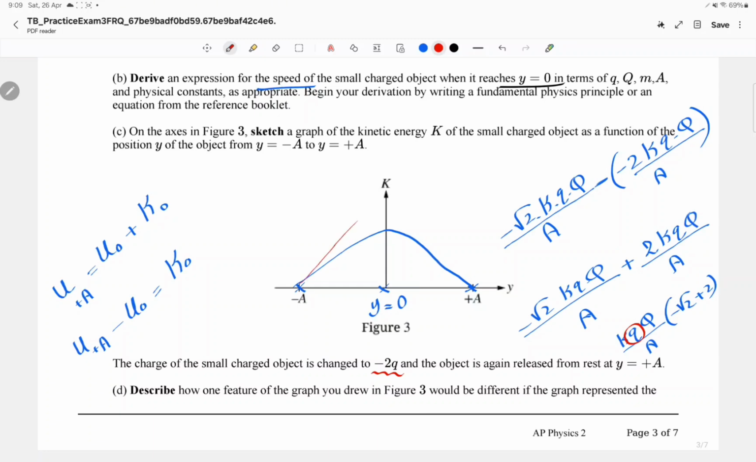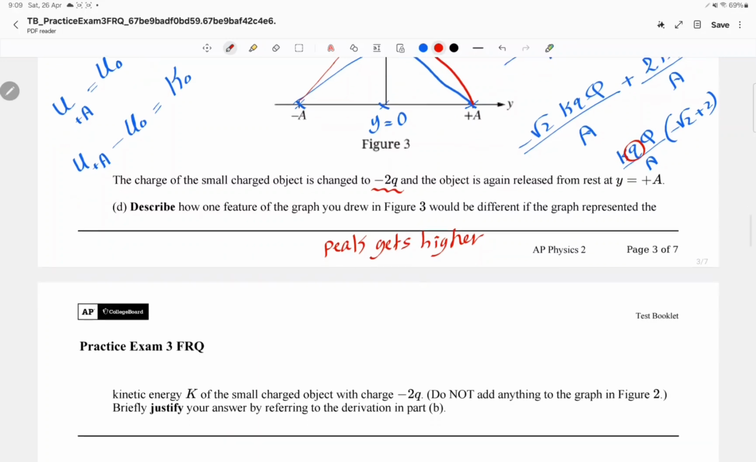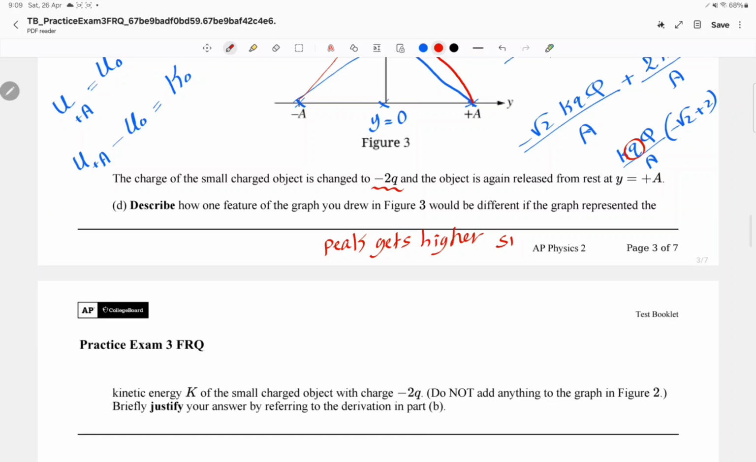So maybe it's going to be like this instead. So the peak gets higher. Okay. Since the K is directly related to the smaller q.